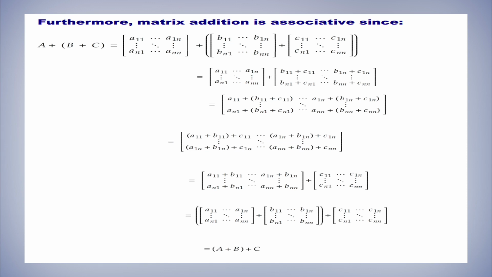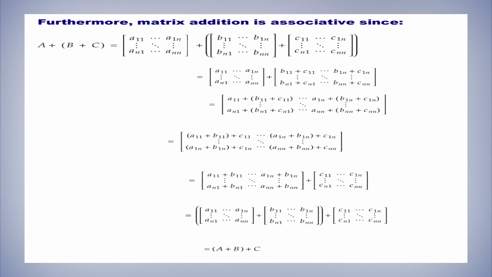So, the result will be, already we are having A as it is. So, A11, A12 and so on to A1n, An1, An2 and so on to Ann. Now, we are going to add B plus C. The result is B11 plus C11, B12 plus C12 and so on to B1n plus C1n, like Bn1 plus Cn1, Bn2 plus Cn2 and so on to Bnn plus Cnn.